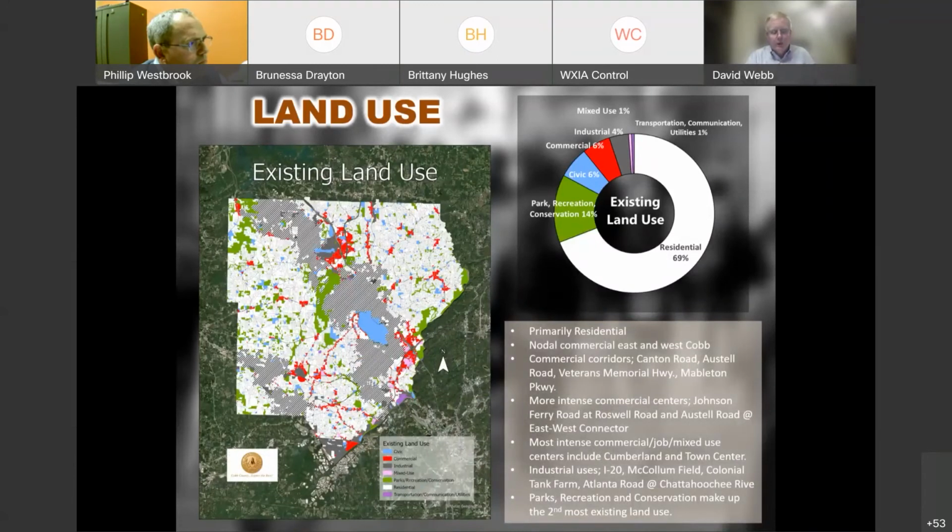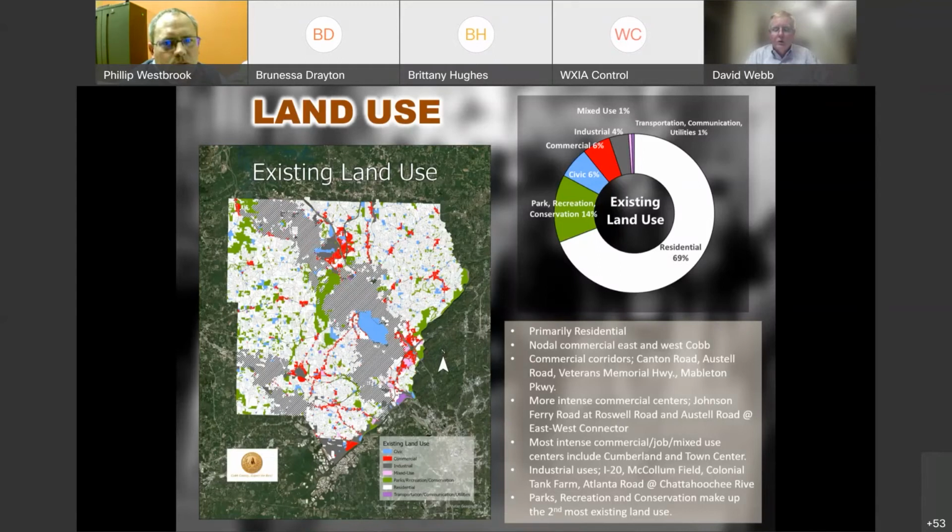Land use. The future land use map is a core part of any comprehensive plan. This is a snapshot of what our current land use looks like in Cobb County. You see in the wheel graph that residential uses are almost 70% of the county. We do have pockets and nodes of commercial, mostly in East and West Cobb, and obviously in Cumberland, in the Barrett Parkway area surrounding KSU.